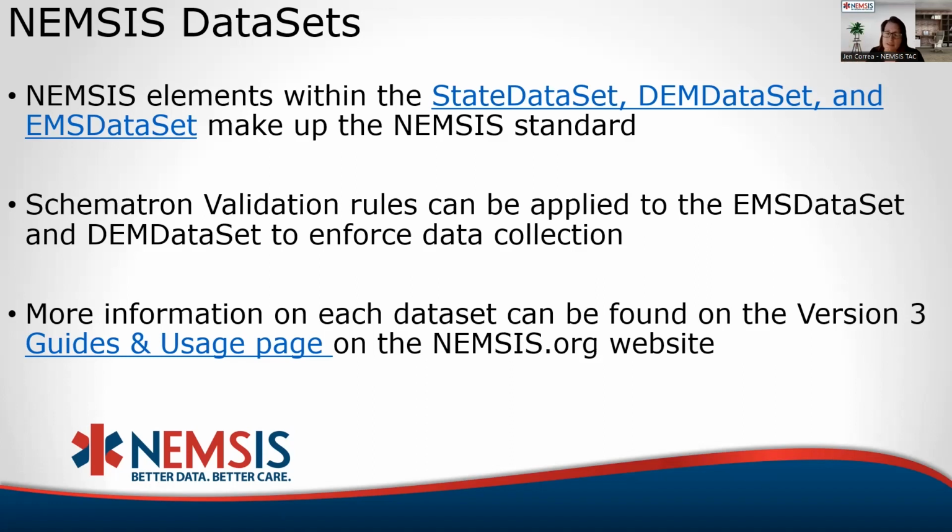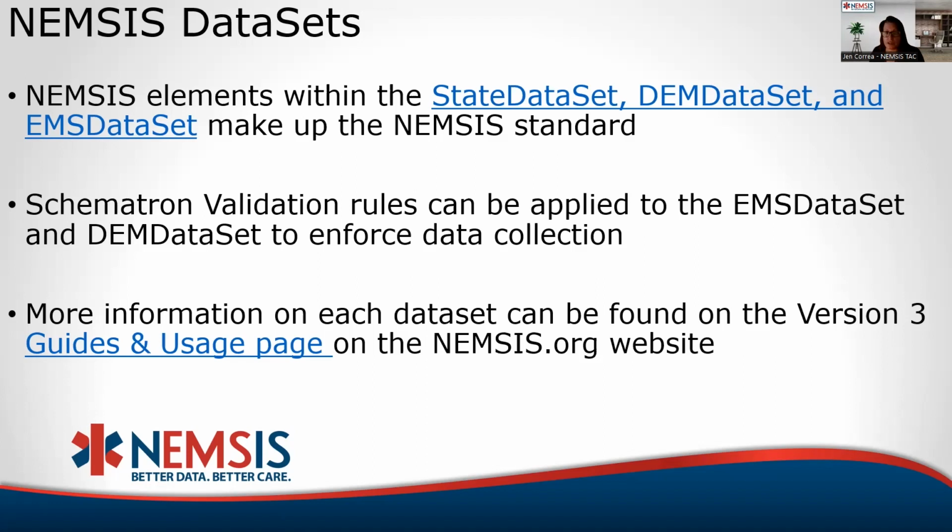So you have your state data set. This is supplied by your state EMS data managers and their vendor. And then you have the DEMDataSet, which has different ways that it's gotten. And then you have the EMSDataSet. Those 3 datasets make up the NEMSIS standard. Schematron validation rules can be applied to the EMS dataset and the demographic dataset. We only have one state currently that has a demographic dataset schematron, but it is possible to set up rules to make sure your agencies are sending in the information the way you want it for the demographics.